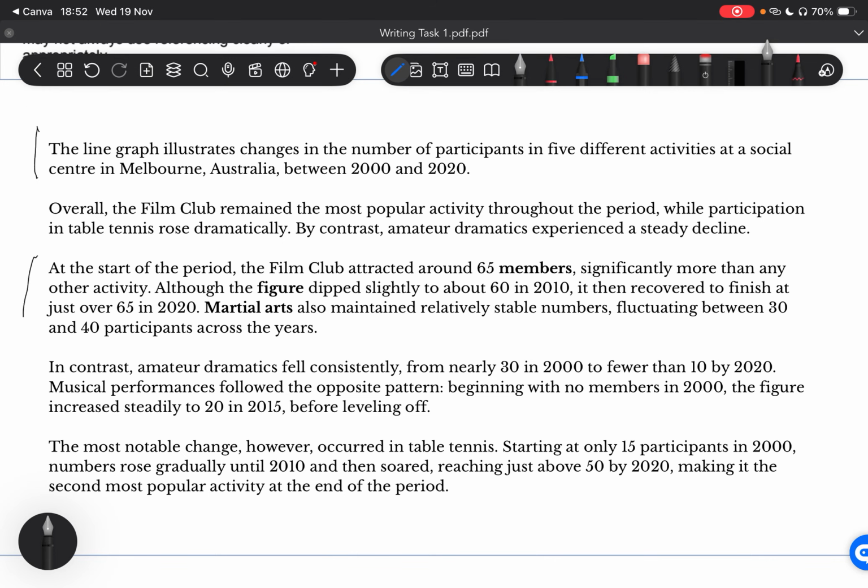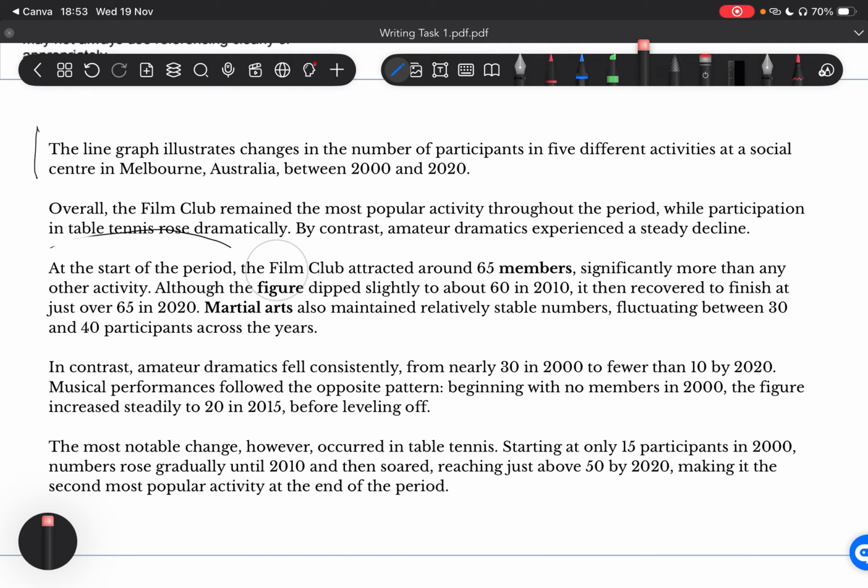In main body 1 here, it starts with at the start of the period. This is a cohesive device. It's telling us that this report is gonna be the starting paragraph. We can see it from the cohesive device at the start of the period.